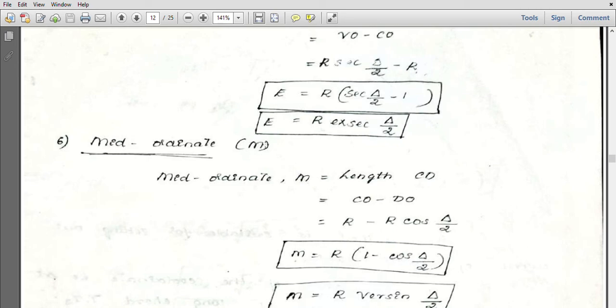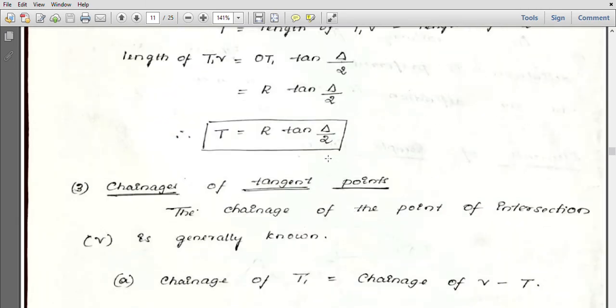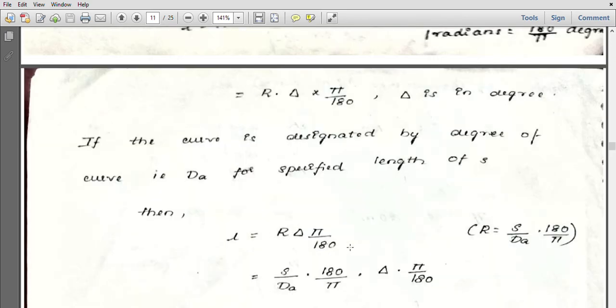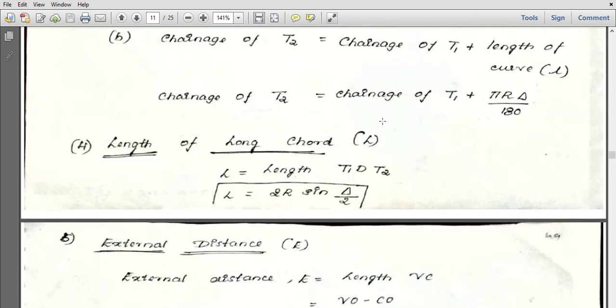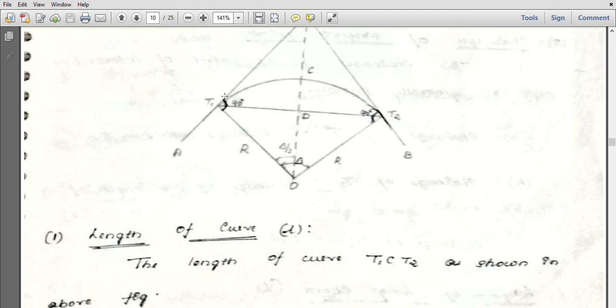Next one, mid-ordinate M. So mid-ordinate M means here that is CD. CD is called mid-ordinate. So already I have explained in a previous video. So mid-ordinate CD can be written as CO minus DO. So CD can be written as OC minus OD. So OC means already we know that is a radius, and OD, while considering this triangle, now you can see this is delta by 2. So here this is 90 degrees.